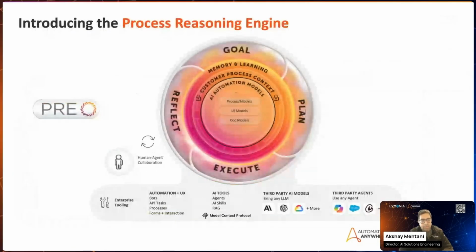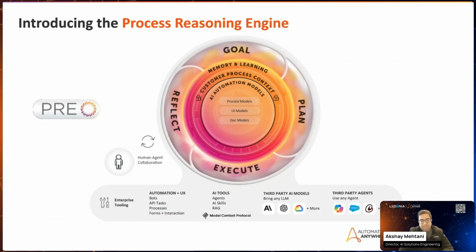on the process reasoning engine. So this is essentially what the process reasoning engine is all about. At the core of this, we have our knowledge, right? We have process models, we have UI models, we have document models. We take all of that and put that together in a single automation model for you. On top of that, we add your process context. This is where your standard operating procedures, your documents, your knowledge, your learnings, all of that comes in, and we secure that only for you. Nobody else can see it. That is definitely secured only for your context and your scenarios.